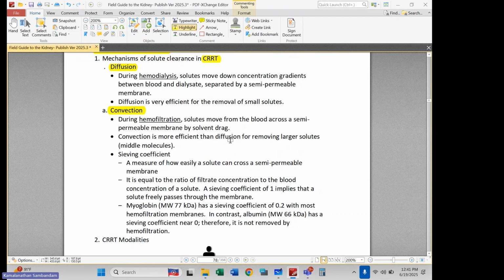So ultrafiltration in hemodialysis is the reason for some modest amount of convective clearance. The reason you have proportionally more meaningful convective clearance with CRRT is because you add replacement fluid. Okay.